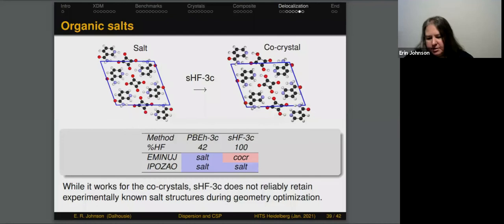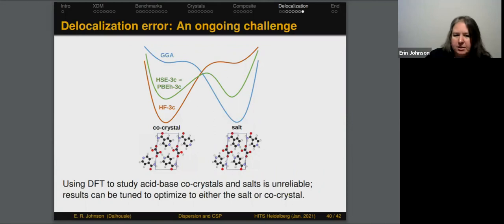So what's going on here is that we have a competition between two different potential energy wells. For each of these systems, we can have a particular well corresponding to the co-crystal form and a second well corresponding to the salt form. With the GGA functional, we shift the balance of these potential energy wells drastically in favor of the salt structure, such that the co-crystal is not even a bound minimum. With full exact exchange, we can shift this in the other direction, such that the co-crystal is vastly stabilized and the salt is metastable or not bound.